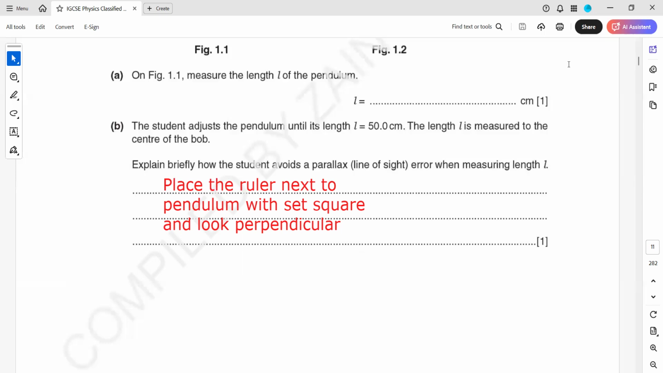What do you mean by a set square? A set square is an aid which you use in geometry. Whenever levels are there and surfaces are not exactly straight, we use a set square. Yes, this is a set square.